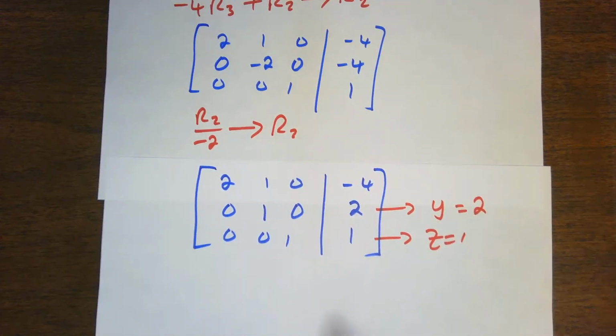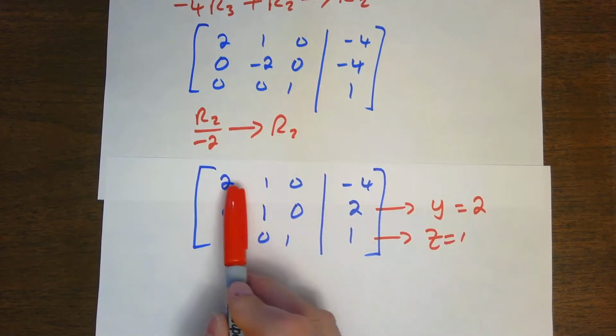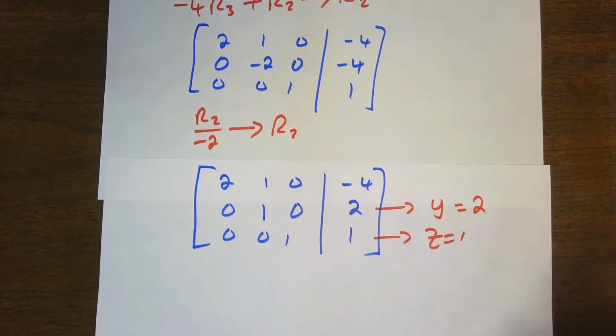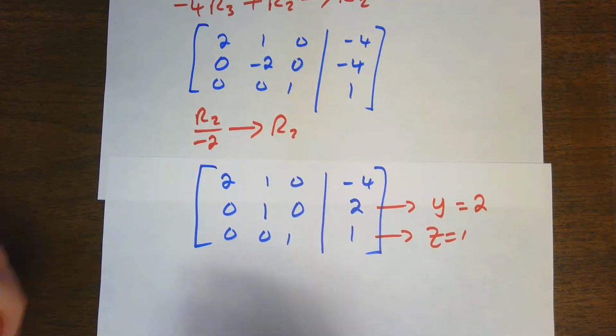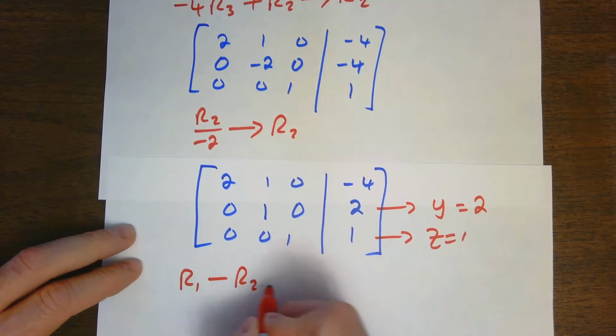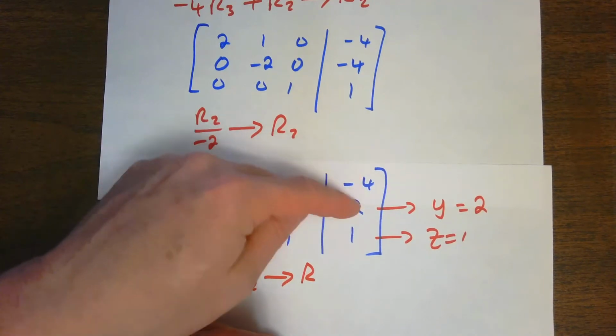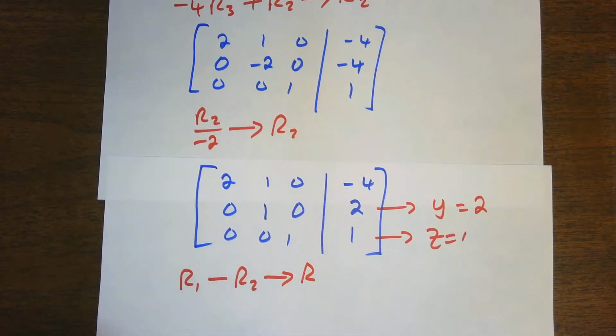One more thing I need to do. I need to get rid of that 1 there. Well, actually, I need to get rid of that 1, and then I'm going to need to get rid of that 2. I'm going to get rid of that 1 first. What I'm going to do is take row 1, subtract row 2, and put it in for row 1. So 2 minus 1, 1 minus 1, 0 minus 0, negative 4 minus 2.